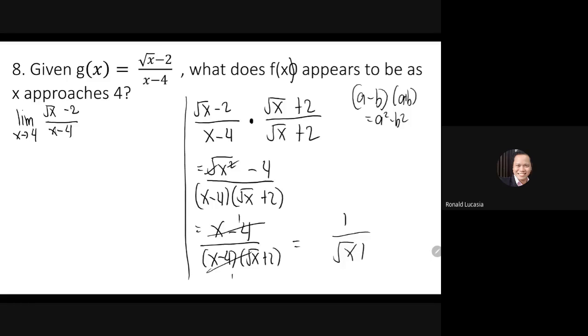So meaning to say, the limit of the square root of x minus 2 over x minus 4 as x approaches 4 is equal to the limit of 1 over the square root of x plus 2 as x approaches 4. And when you substitute it, the x here is 4. Square root of 4 is 2. 1 over 2 plus 2, that's 1 over 4.